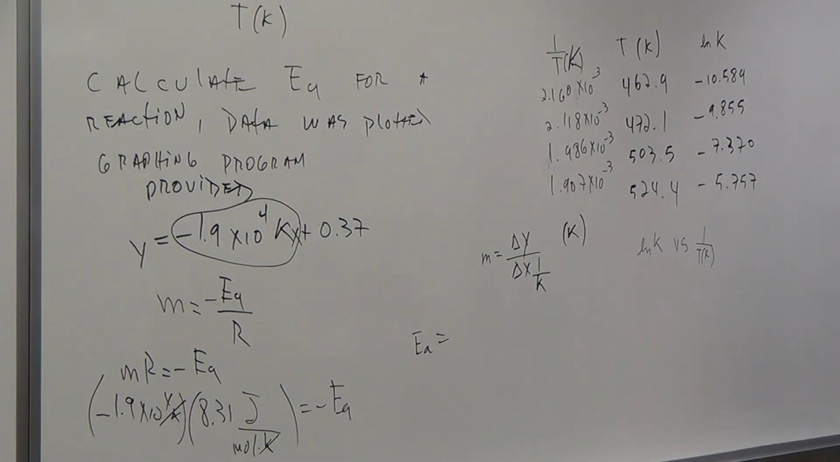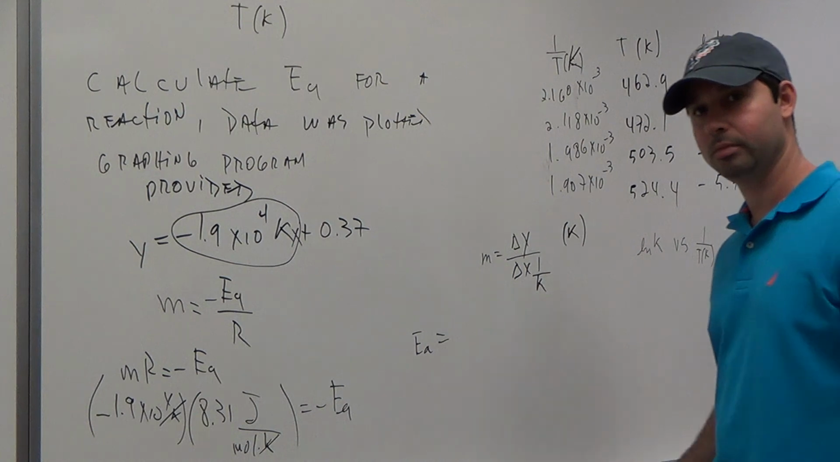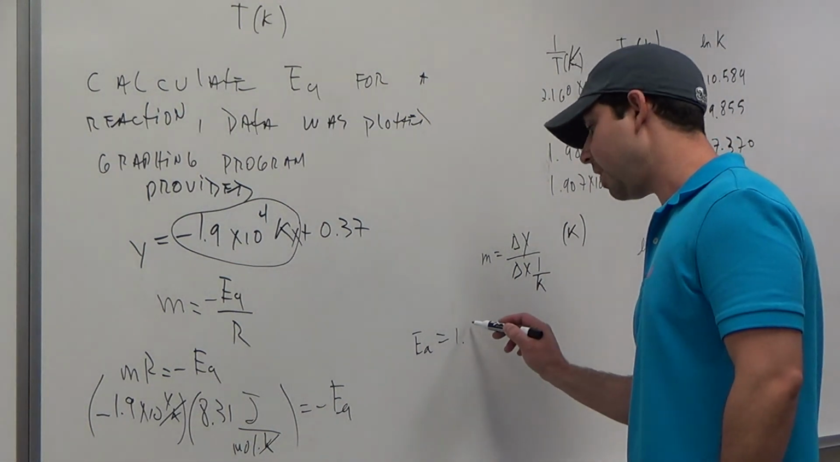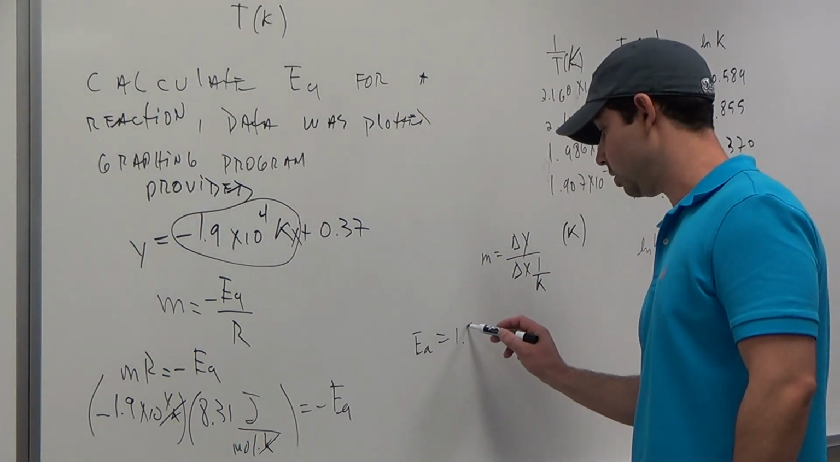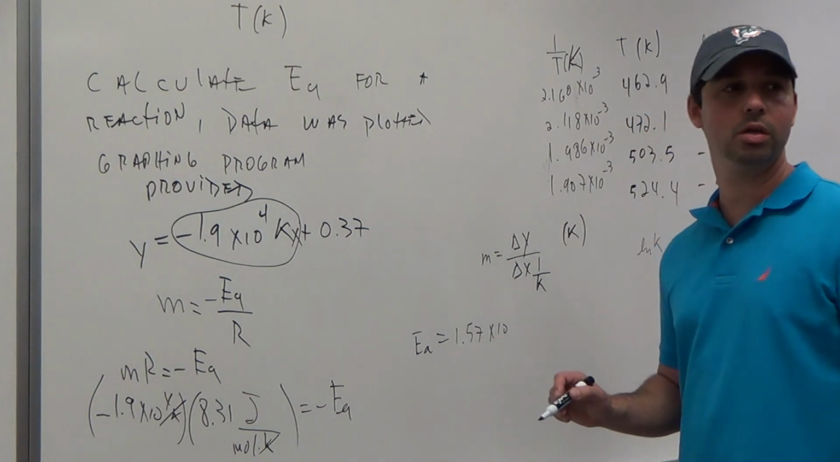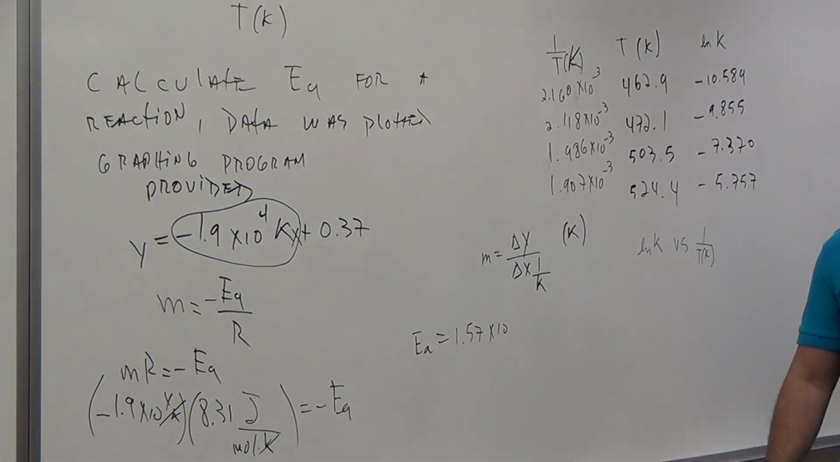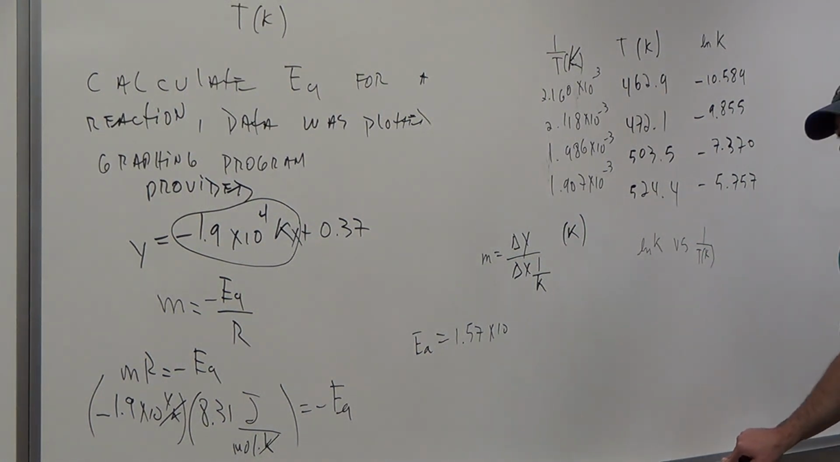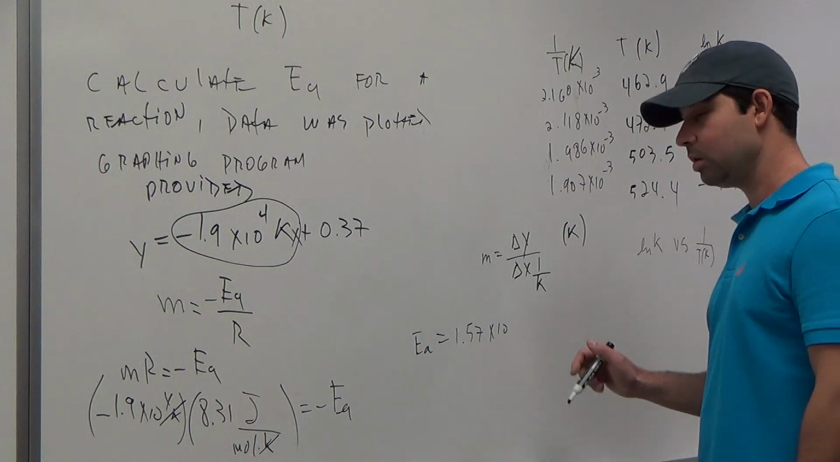1.57 times 10 to the negative third? Uh-huh. I mean, 10 to the third. Sorry.